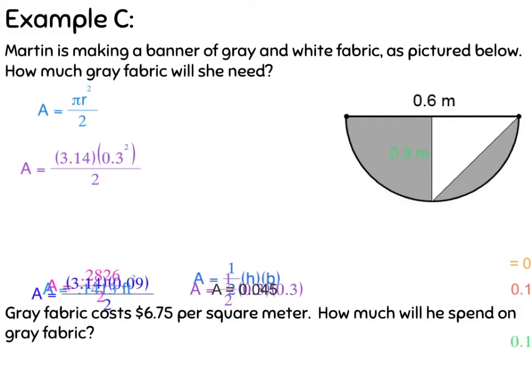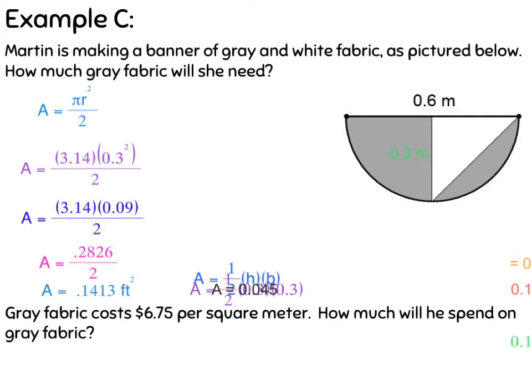We're going to use our order of operations. We're going to square first, and when we do that, we end up with 0.09 times 3.14. We're going to do everything on the top, divide by 2. And when I do that, I end up getting area equals 0.1413 square meters. Now let's take a look at the triangle.